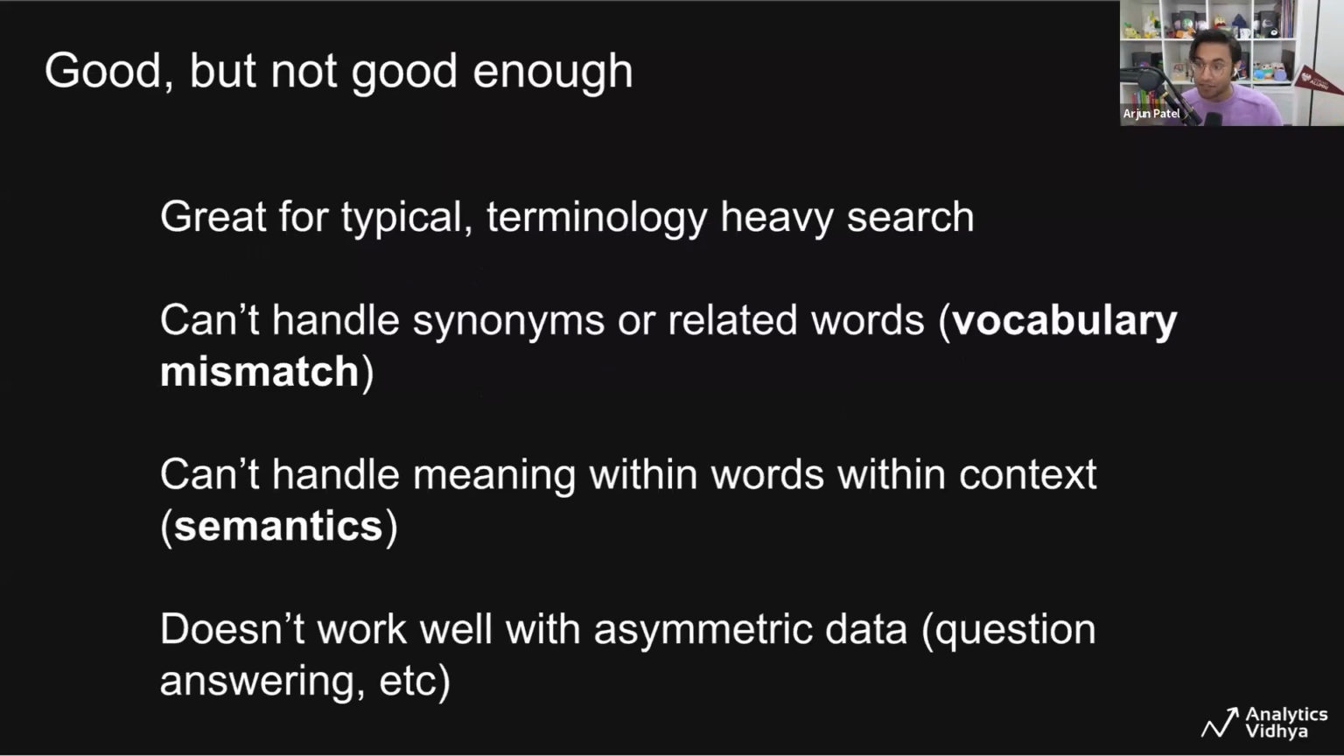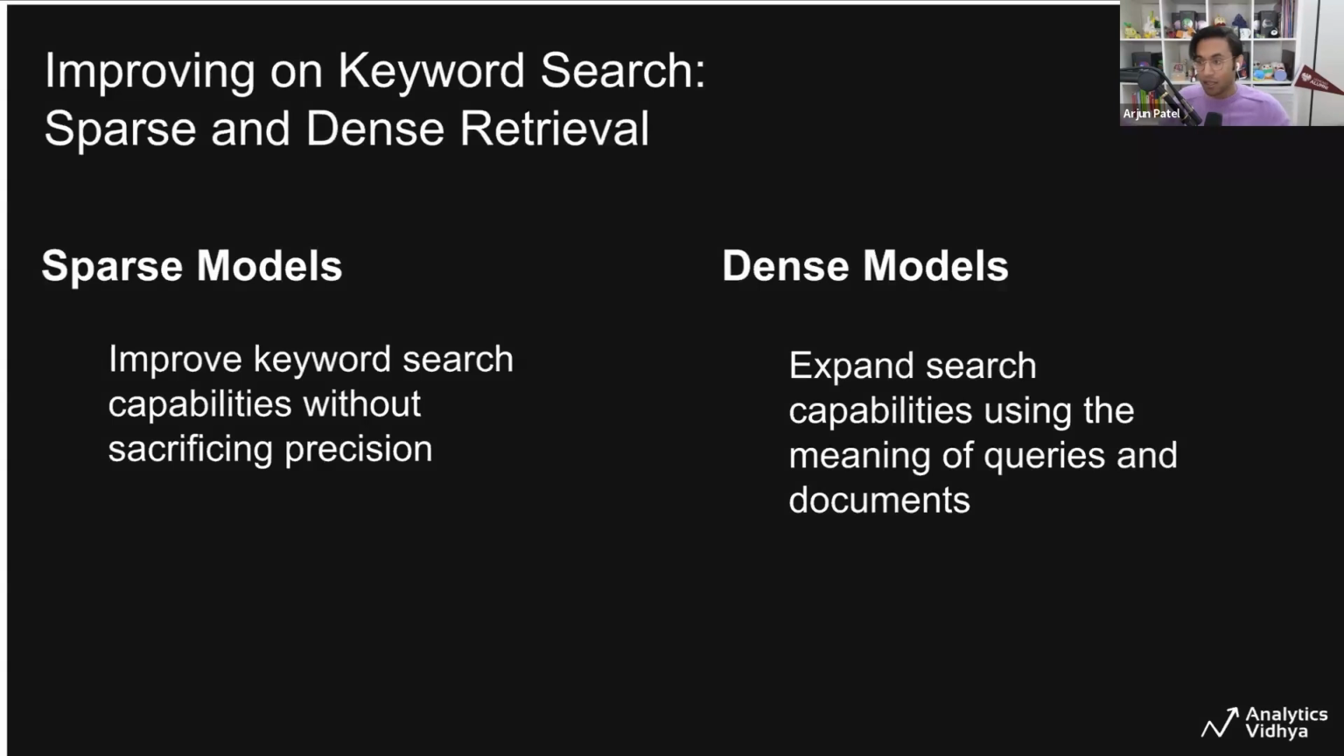But this type of search cannot handle synonyms or related words, which is the problem we call vocabulary mismatch. It can't handle meaning of words within context. So if you have the same exact word, but you're using it in different ways, this type of keyword search can't really handle that well. And it also doesn't work that well with asymmetric data. So if you have a question and you're trying to find an answer and the answers are not written like your questions, keyword search is not going to help you that much because your queries are going to be really short, which means the amount of overlap you're looking for is really small, and your documents are going to be really long. So what can we do about this problem? It turns out there are two main branches of search that aim to address different parts of making search better.